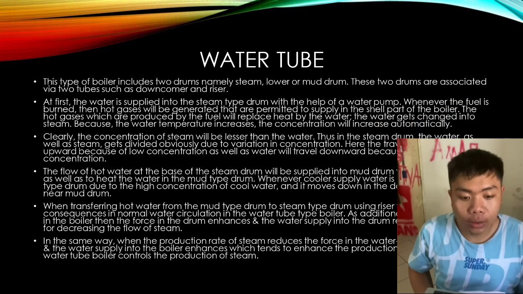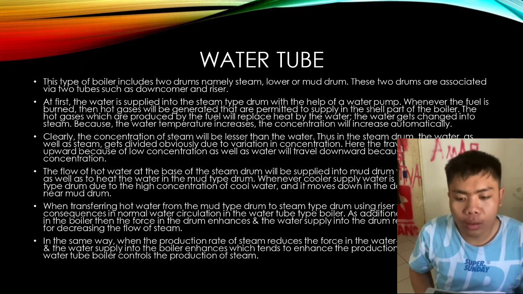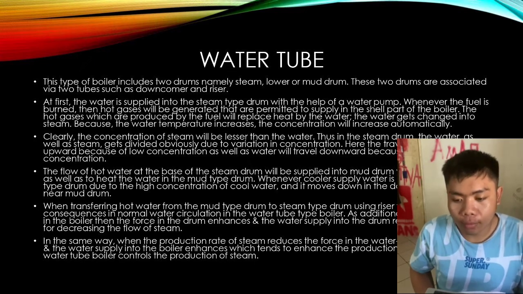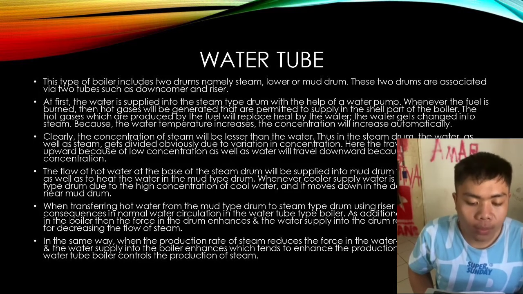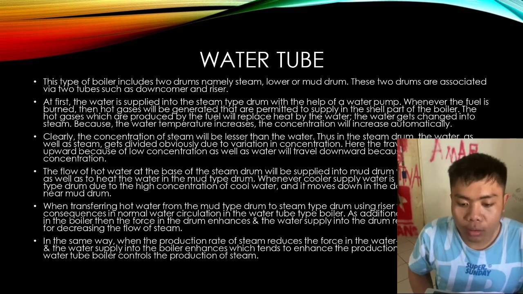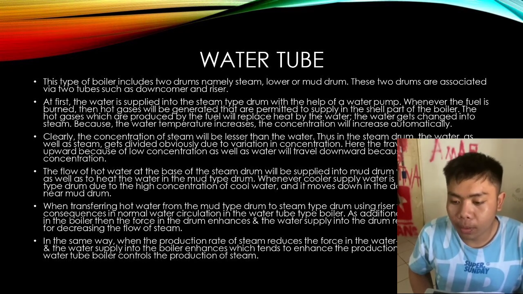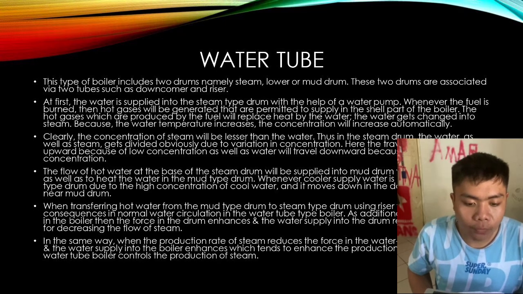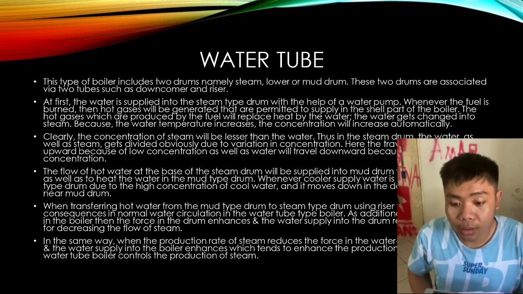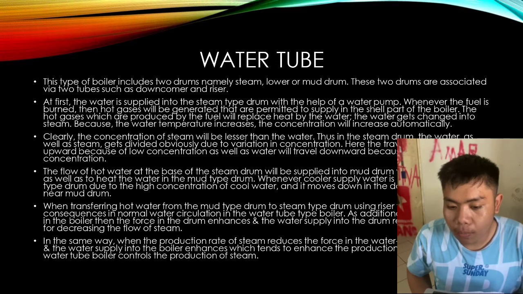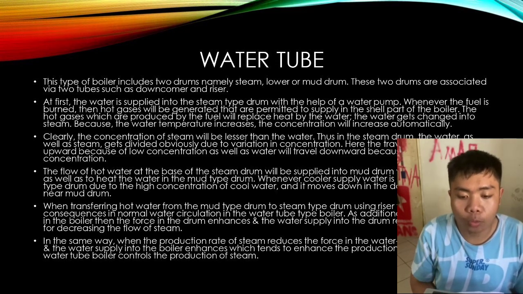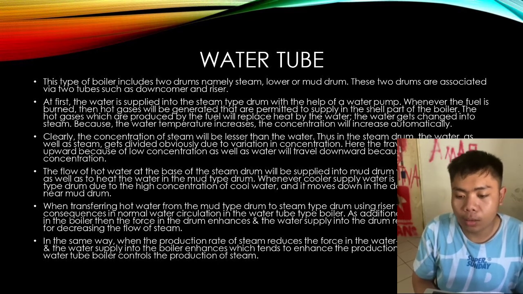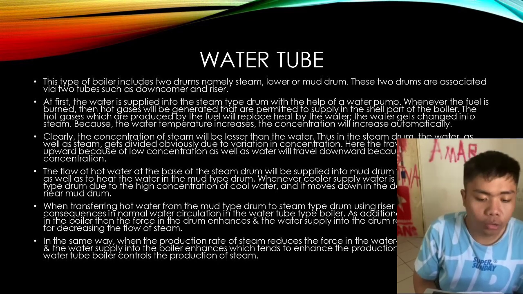And the second is a water tube boiler. This type of boiler includes two drums, namely the steam drum and the lower or mud drum. These two drums are associated via two tubes such as the downcomer and riser. At first, the water is supplied into the steam drum with the help of a water pump. Whenever the fuel is burned, hot gases are generated that are permitted to flow into the shell part of the boiler. The hot gases produced by the fuel transfer heat to the water. The water gets changed into steam.